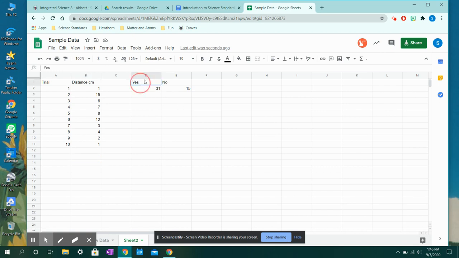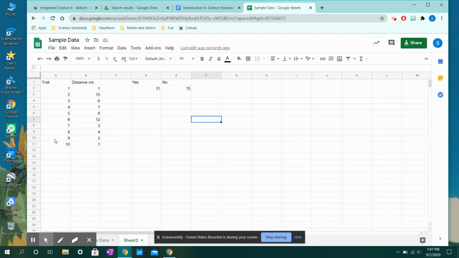Now, the second one might be an example of something like a survey. So we just see 31 individuals answered yes, and maybe 15 answered no, something along those lines. So we can see the numbers. How do we make sense of these numbers? The first thing I suggest would be to make a graph.